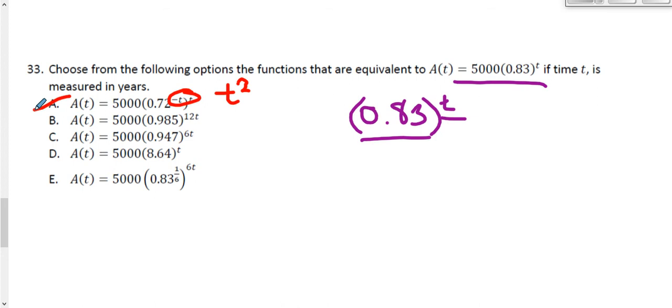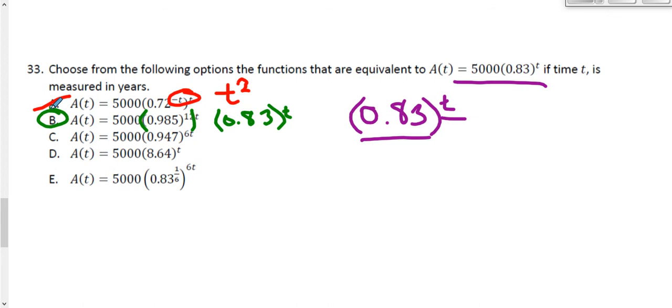Now for option B, the number inside is not 0.83, but the t on the outside is not alone. So I'm going to regroup this. I'm going to do the 12 as an exponent first, and then leave the t on the outside. So 0.985 to the 12th power. If I plug that in the calculator, I get 0.83, which would leave the t as an exponent on the outside. So that's actually equivalent. It doesn't look like it at first, but it is. The 0.985 to the 12th power equals the 0.83 that I'm looking for, and the t would end up alone on the outside. So B is actually true.